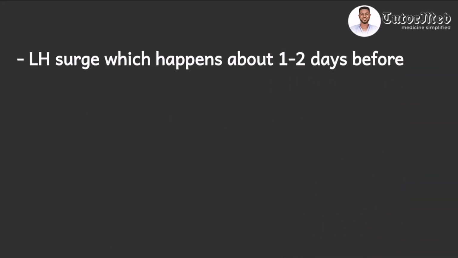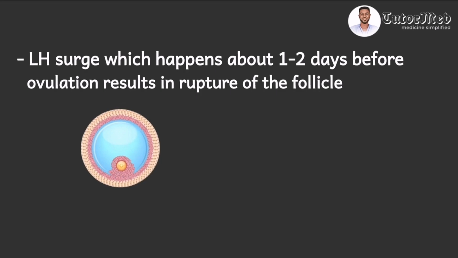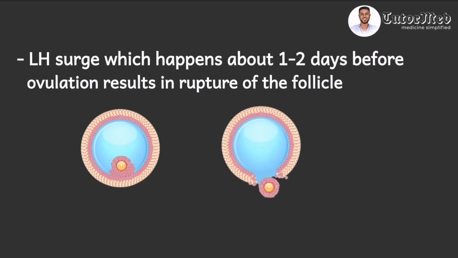And so now the LH surge, which means very high levels of LH, happens about 1 to 2 days before ovulation and results in the rupture of the follicle. Remember that the positive feedback mechanism causes very high levels of FSH and LH, but it is the LH surge which results in the rupture of the follicle, causing ovulation. Now, this is the follicle before the LH surge. This is how it would look. And then after the LH surge, the follicle ruptures to release the egg. And this is ovulation. And so this sums up what happens in the ovary during the first 14 days of the menstrual cycle.